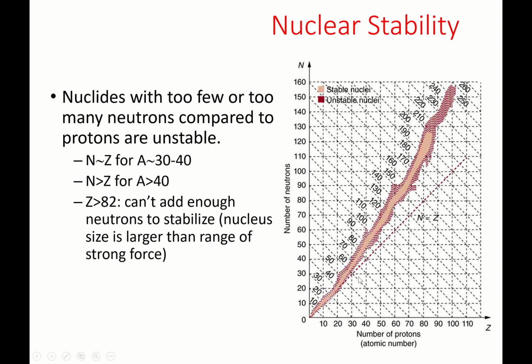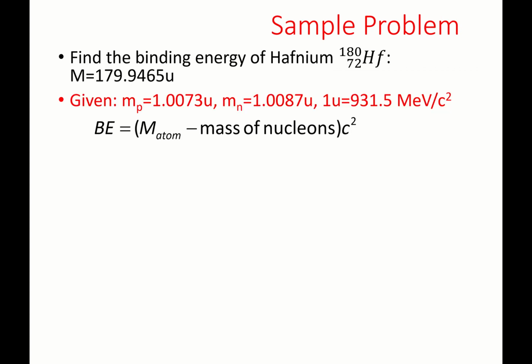As we get to higher atomic number, you can see that it starts to diverge from that. We have to pack in more and more neutrons. And finally, when we get above Z equals 82, we can't add enough neutrons to stabilize it. There's just too much repulsion from all those positive charges close together. And so the nucleus size is larger than the range of any force that can hold the protons together.